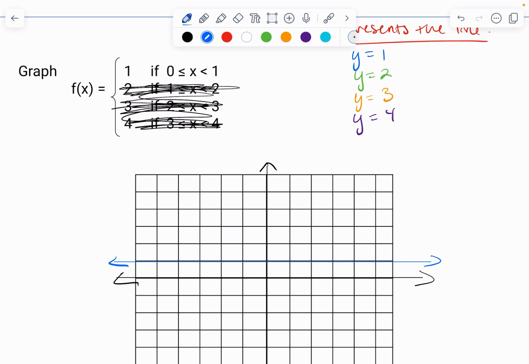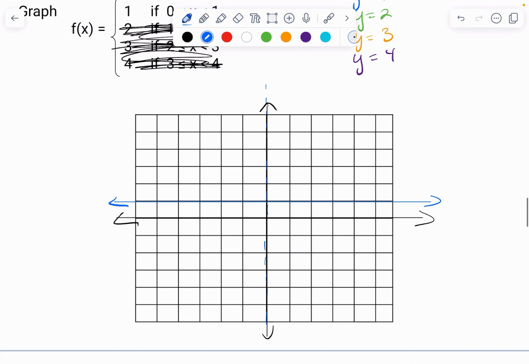So x equaling 0 we know happens right here. X equaling 1 happens right here. So really, I just want the portion of my line that's between those two points. So I'm going to erase everything up to there.